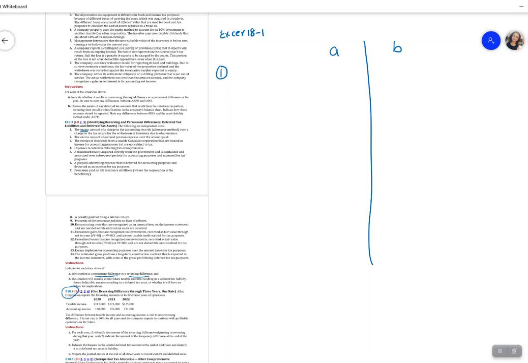First, what we needed to know is, is this a reversing difference or a permanent difference. So the method for accounting is different from the method of writing down your inventory for tax purposes. So it's not that you're not going to pay, it's not deductible or it's not taxable. You're just going to pay the taxes in a different time of the year. So in this case, if you're going to be paying the tax in a different year, it becomes a reversing difference. So the answer to the first one is a reversing difference.